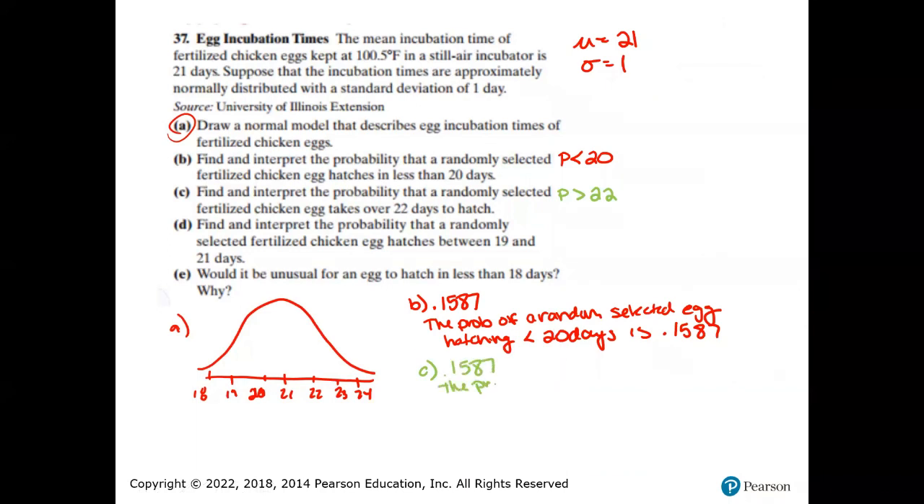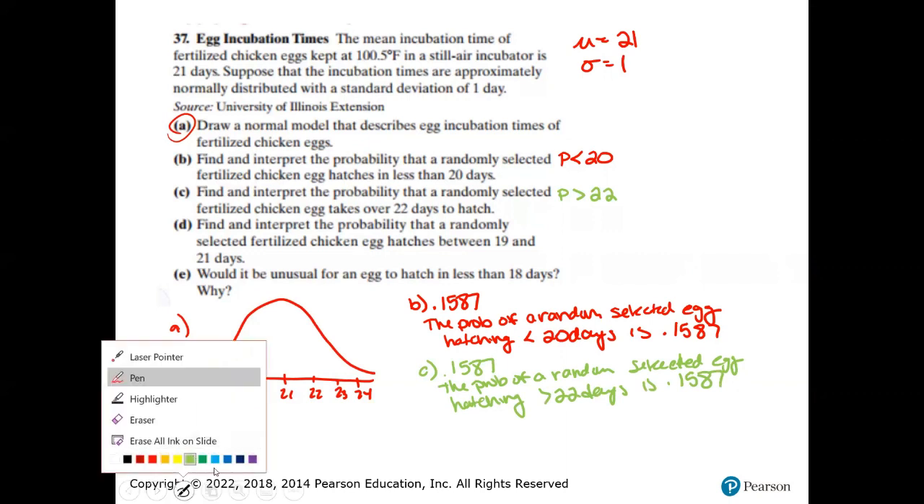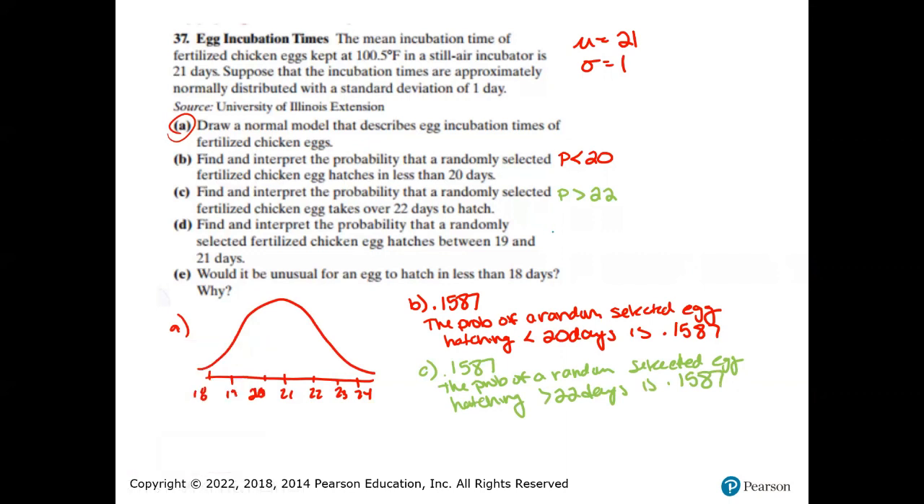So the probability of a randomly selected egg hatching greater than 22 days is 0.1587. I'm going to probably put D up here just so that I have enough room to write it. Or let's see, I may be able to fit it here.